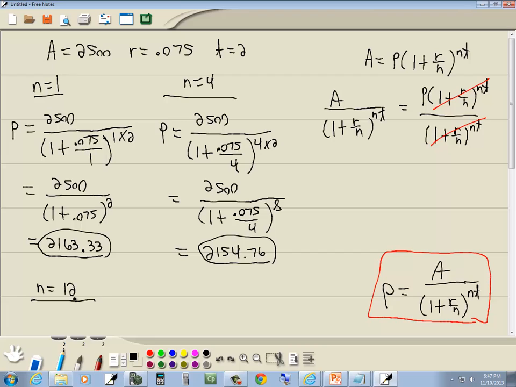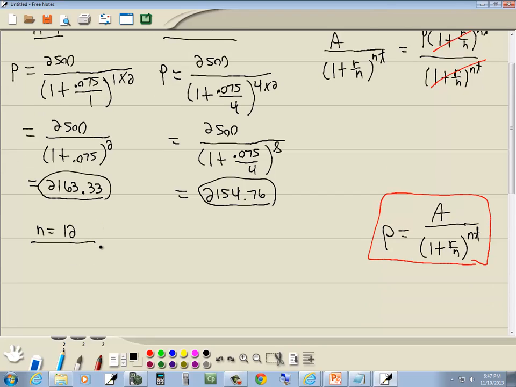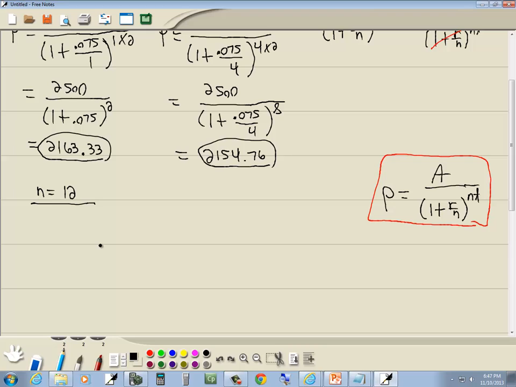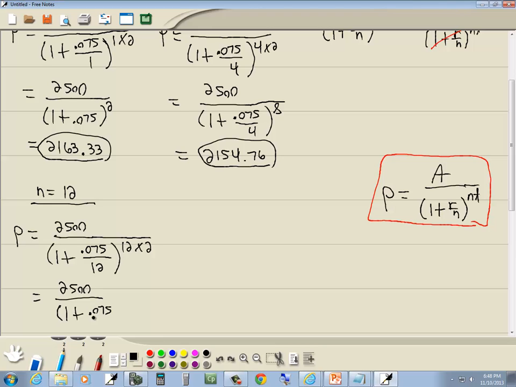Well, next one is N is equal to 12. We'll plug in the same formula. So P is equal to A, which was 2,500, divided by 1 plus R, which is 0.075, divided by N, which in this problem is 12, raised to the NT power, which is 12 times 2. So that gives us 2,500 divided by 1 plus 0.075 divided by 12, raised to the 24 power.